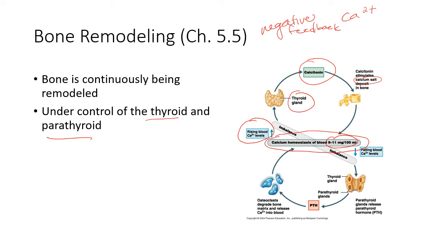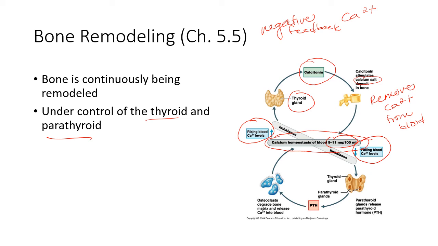And so when we have calcitonin, it's going to tell our bones, hey, start absorbing calcium, make calcium salt, and basically remove calcium from the blood. So this is negative feedback because our response, which is removing calcium from the blood, is opposite of the original stimulus. But also we can have the opposite happen, where we have blood calcium levels falling.